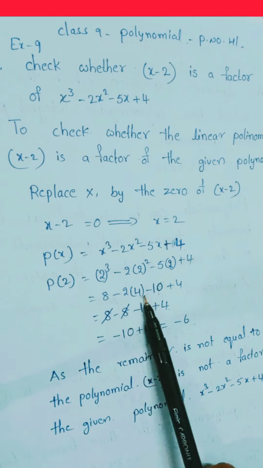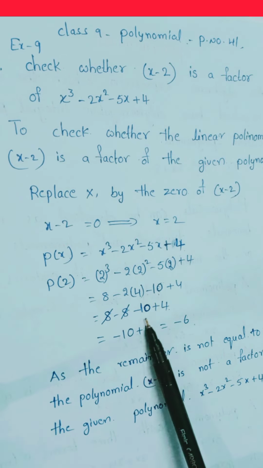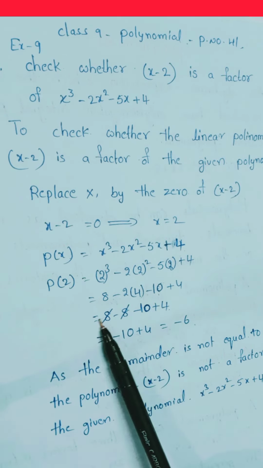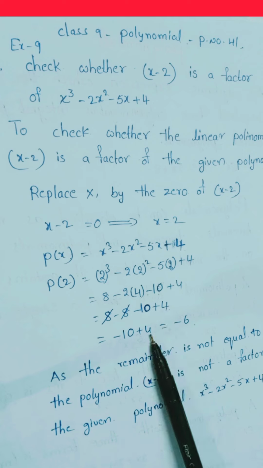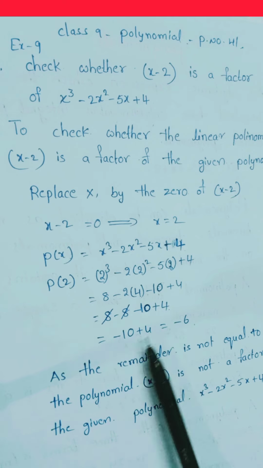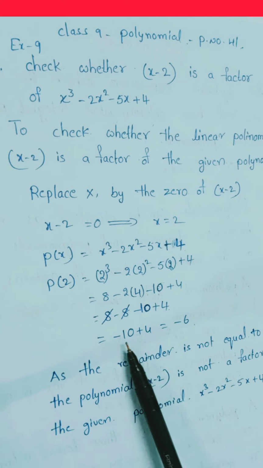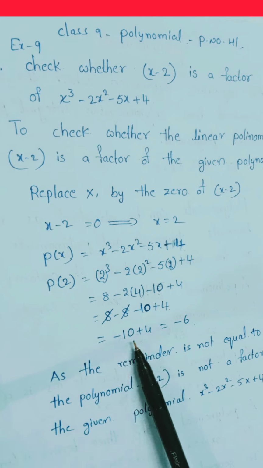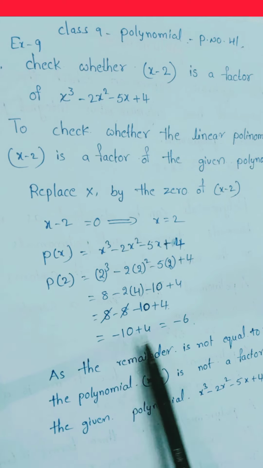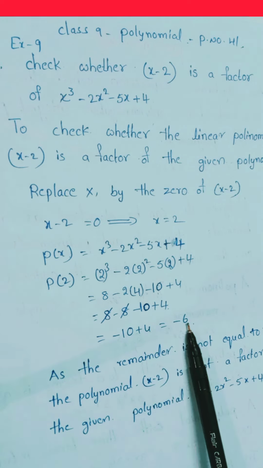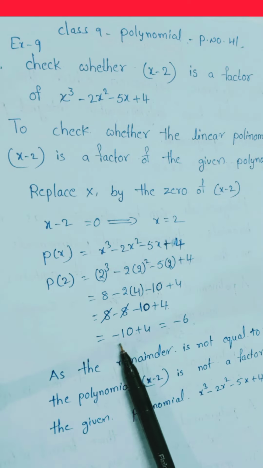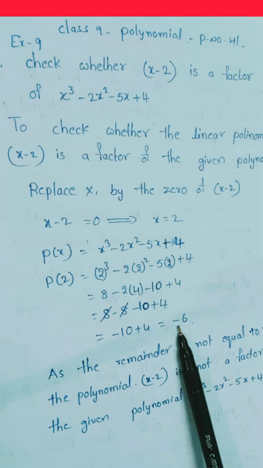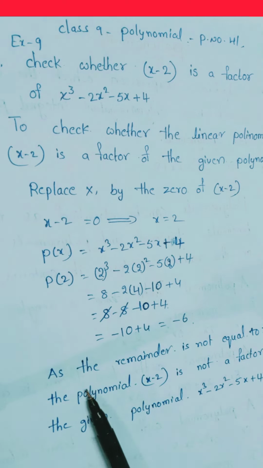8 minus 2 fours are 8. Then minus 10 plus 4. Plus 8 and minus 8 both cancel. Then what remains? Minus 10 plus 4. 10 and 4 have opposite symbols, so subtract. 10 minus 4 is equal to 6. The bigger number has the minus symbol, so apply the minus symbol.